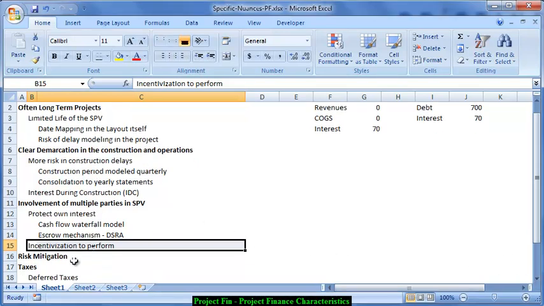So again, when we are building a model, we need to make sure that all these parts are taken care of in the model. And as we move forward in the model, I'll keep pointing out each time we implement one of these things, how we are going to implement this specific nuance for the project finance sector.